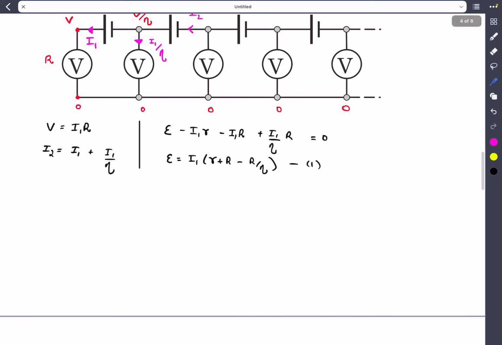Now let's apply KVL for the second loop and see what we obtain. Once again, it will be E minus I2 into r minus I1 over eta times capital R plus I1 over eta squared times capital R. Once again guys, the current in this branch will be I1 over eta squared, right? So moving in this direction, we see a potential rise of plus I1 by eta squared times R, and this should once again be equal to 0.